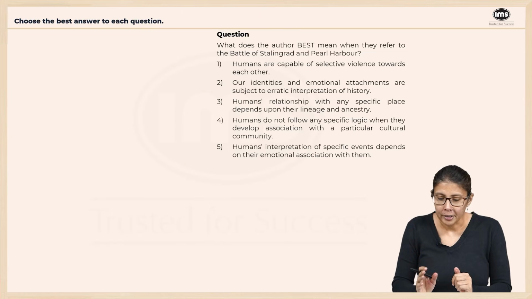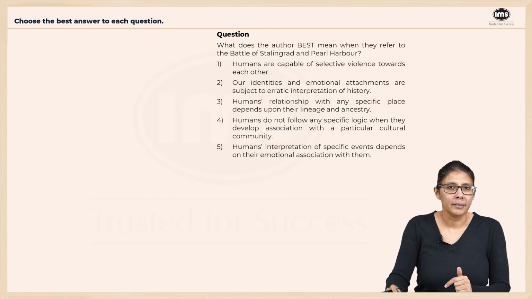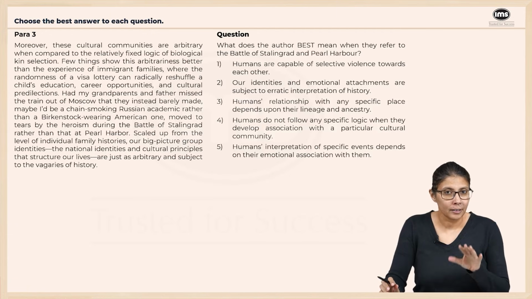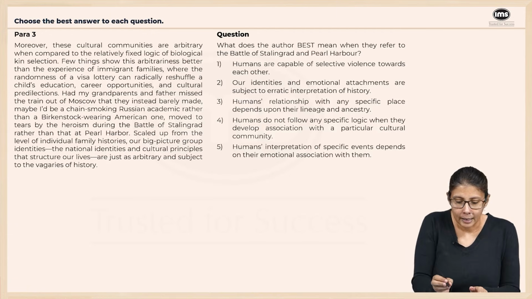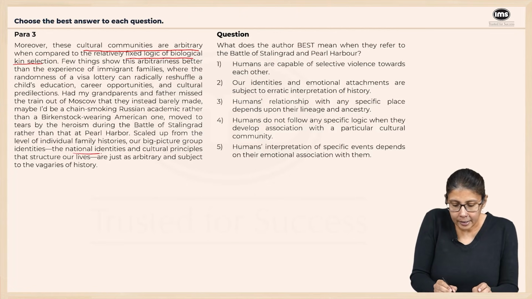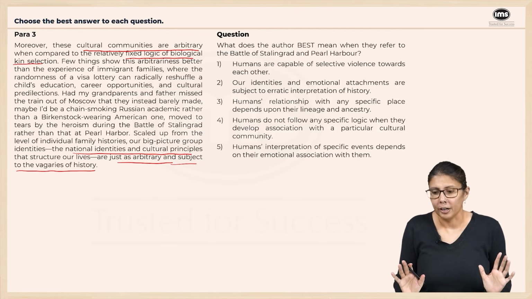The question here says, what does the author best mean when they refer to the Battle of Stalingrad and Pearl Harbor? Now this example is given to us in the third para. I would always want to understand what the message of this paragraph is. The message is that our cultural communities, or the groups to which we belong, are arbitrary as compared to the fixed logic of biological kin selection. Same thing is said in the last line also, that our national identities, cultural principles, these are just as arbitrary and subject to the vagaries of history. So it's determined by chance and the course of our life events in general.